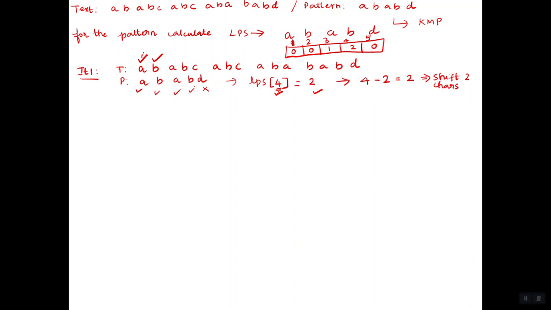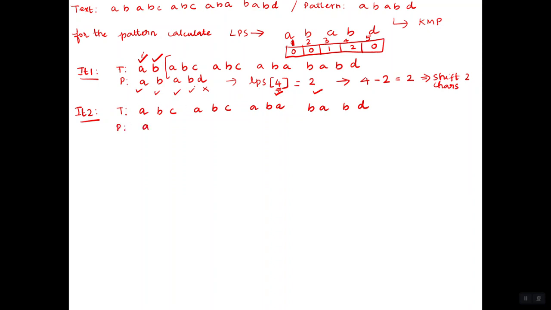The first 2 characters you need not compare again. Start comparing from the third character onwards. So in iteration number 2, don't use the first 2 characters. Skip those 2 values because 4 minus 2 is equal to 2. Skip those 2 characters. A, B, C, A, B, C, A, B, A, B, A, B, D. Removing the first 2 characters, this is what I am going to get.